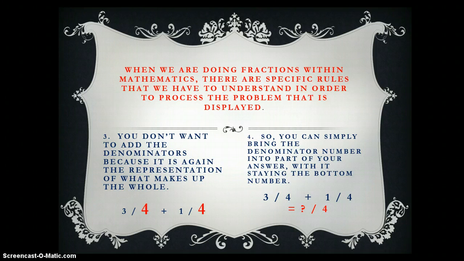As you see in the example in rule number 4, 3/4 plus 1/4 equals something fourths, and we're about to find out what that something could be. But you have to understand that the 4 is the denominator, and because we have a common denominator, it never changes in our answer.